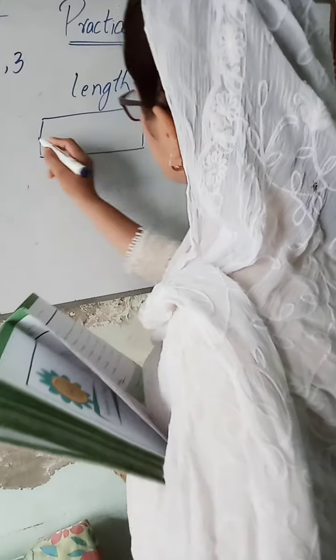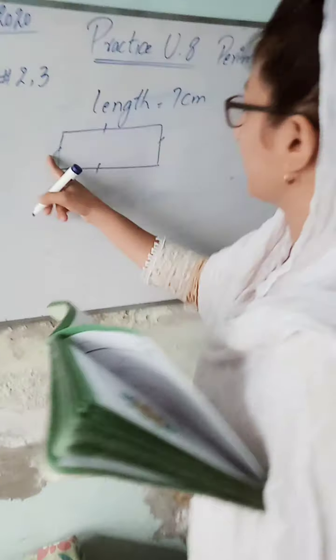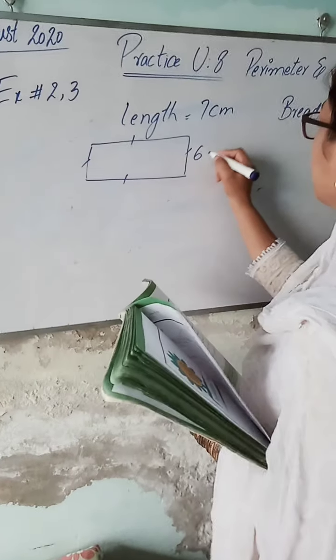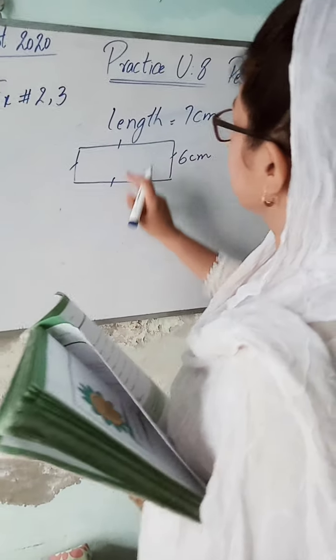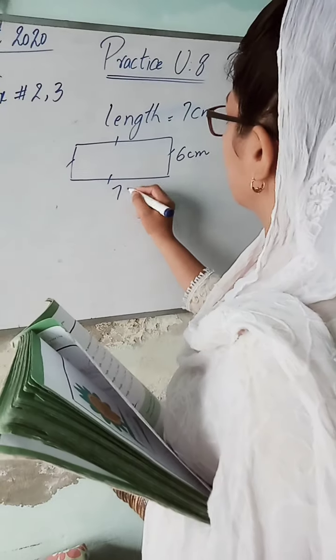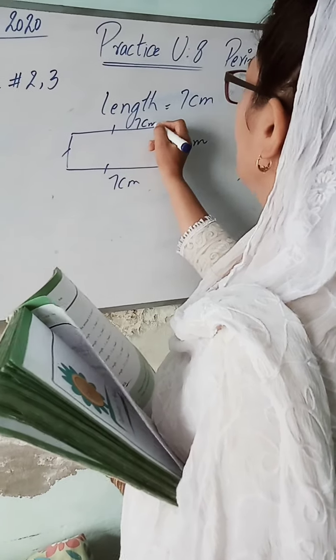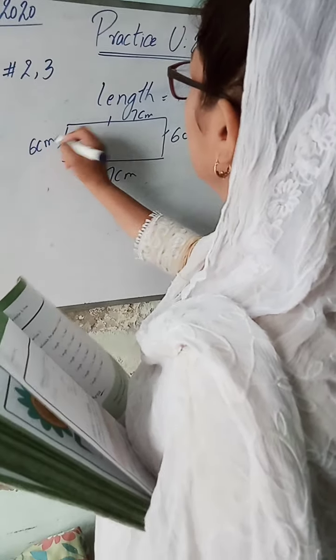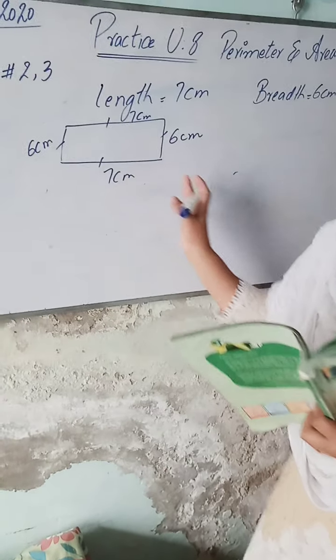So there are these 2 equal lengths and these 2 equal lengths. They have given the breadth here, these are the breadth, which is 6 centimeter, and these are the length, which is 7 centimeter. Now we have the measurements of this rectangle.